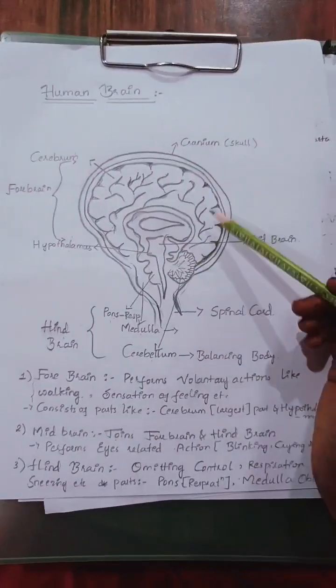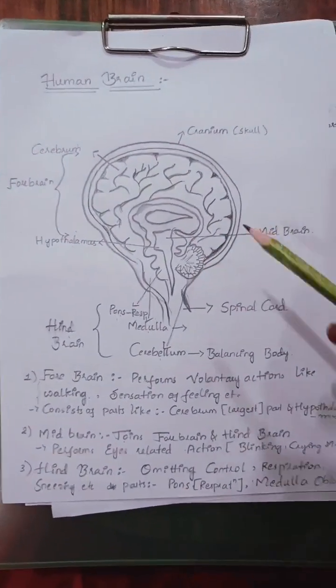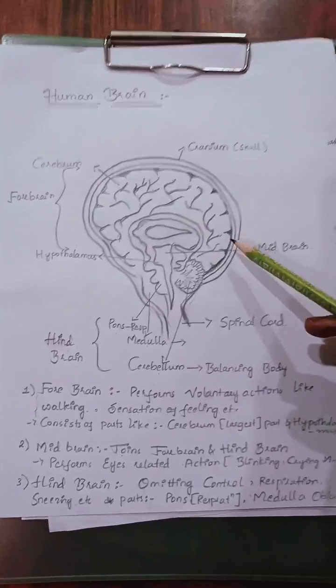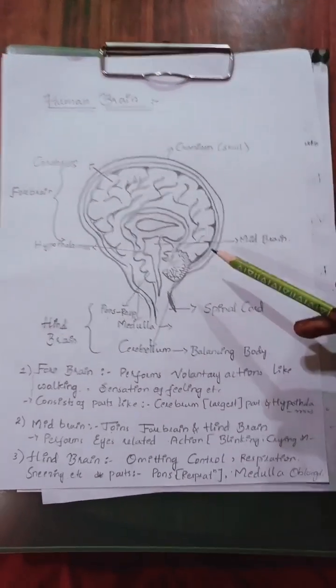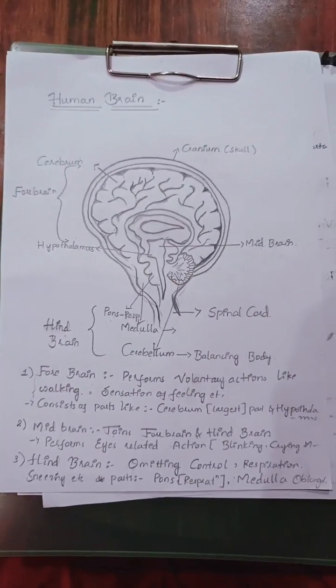So this is the structure of the human brain. You must and should practice this structure. It is very important and it is repeated in previous years' question papers too.